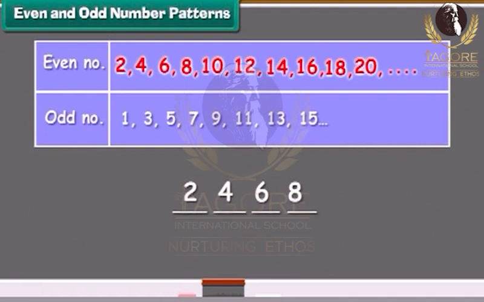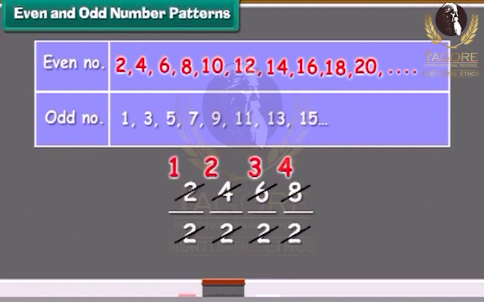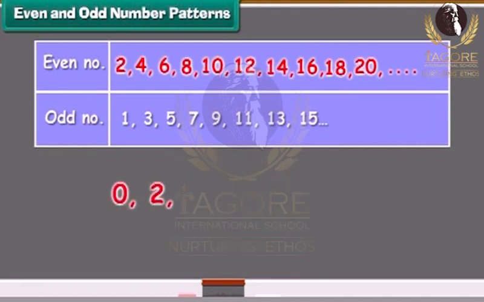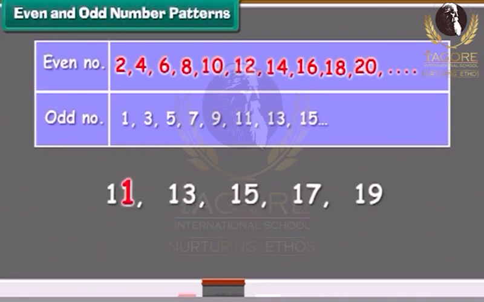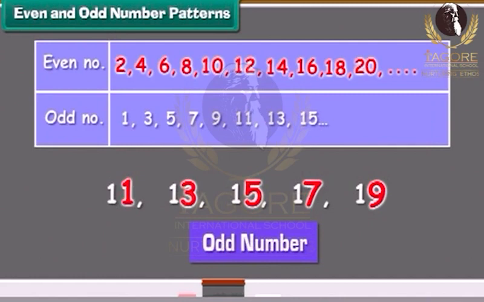Even numbers are divisible by 2 and end with 0, 2, 4, 6, and 8. The numbers ending with 1, 3, 5, 7, and 9 are called odd numbers. Both in even and odd numbers, we skip counting by 2s.